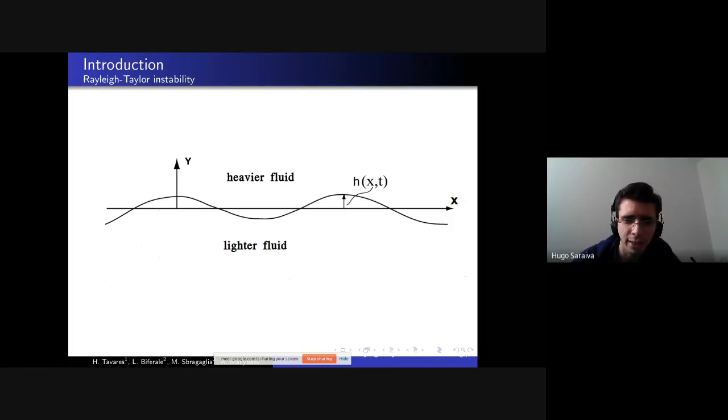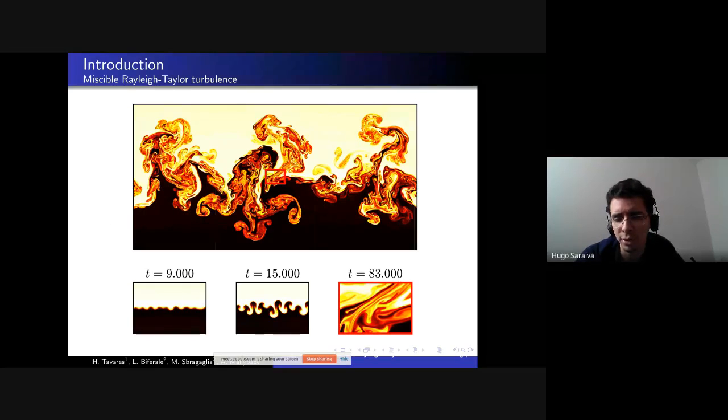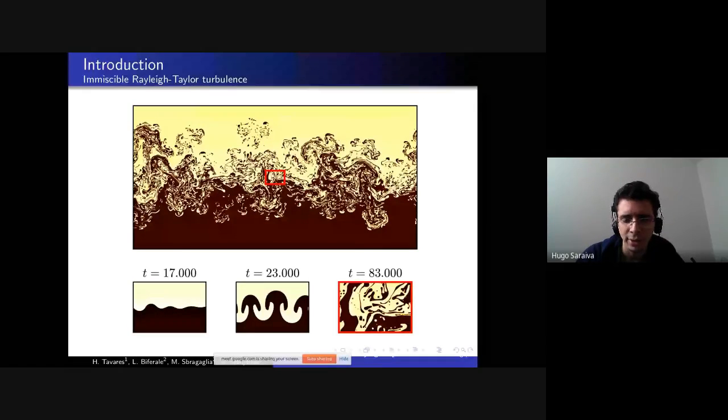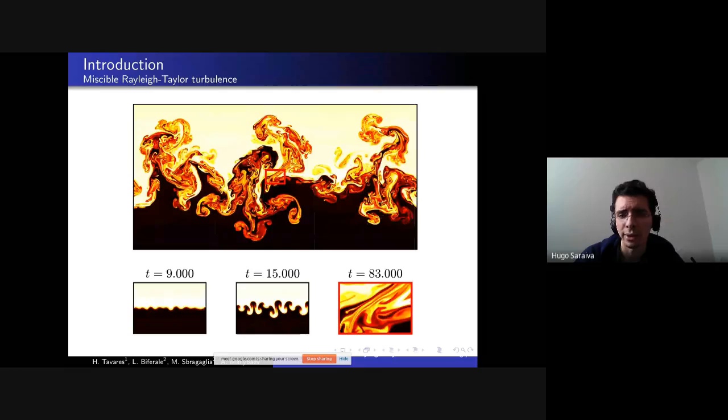So what is this Rayleigh-Taylor phenomenon? What is this Rayleigh-Taylor instability? It happens when you have two fluids with different densities separated by an interface, and you imagine a configuration where a heavier fluid is placed above the lighter fluid. This is an unstable configuration, and when you disturb the interface, sometimes interpenetration of the fluids happens, originating this picture for the miscible situation, and this picture for the immiscible situation. This is, I believe, something relatively new with this level of detail. The miscible case is something well known in the literature.